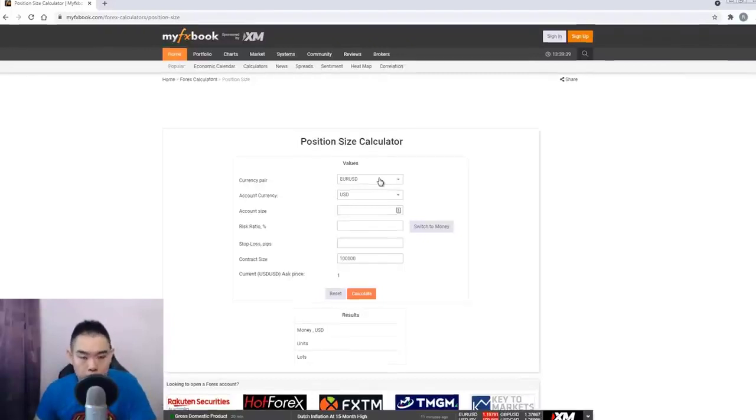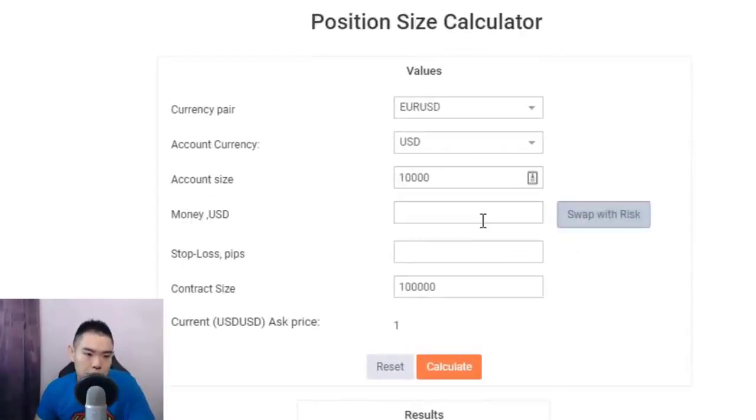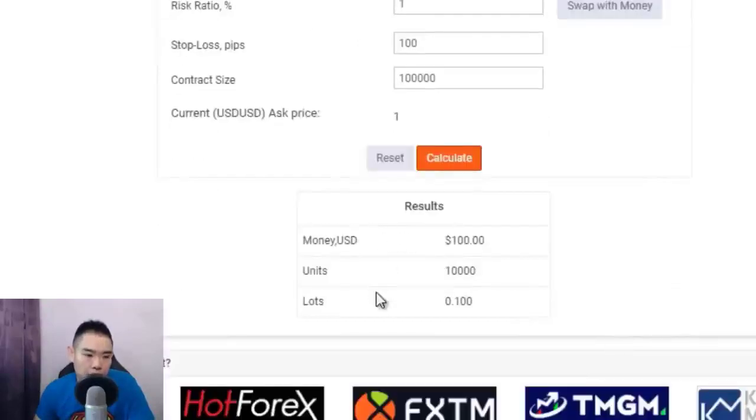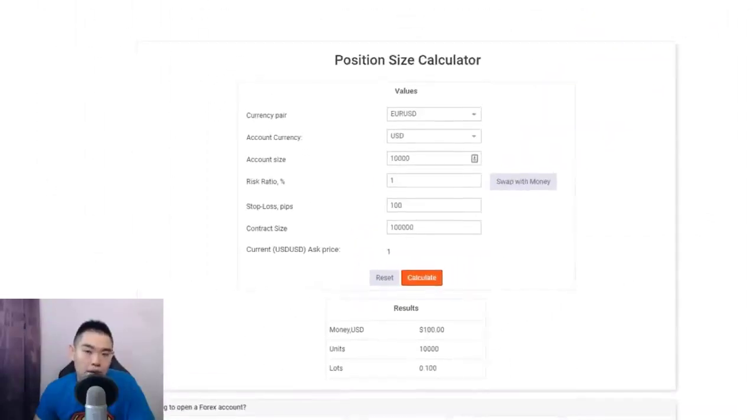Let's say you're trading EUR/USD again. Your account currency is in US dollars. Let's say your account size is like what I shared earlier, $10,000. And your risk on each trade is 1%. You can put 1% here. You can even switch to dollar terms. Let's say you want to risk $100, which is also 1%. That is fine as well. But in this case, let's go with the percentage, 1%. Let's say your stop loss is 100 pips. Put in 100. Contract size, let's leave it at 100,000, which is equal to 1 standard lot. You click calculate, and there you have it. It tells you the lots to trade is 0.1, which is equal to 0.1 standard lot or 1 mini lot.